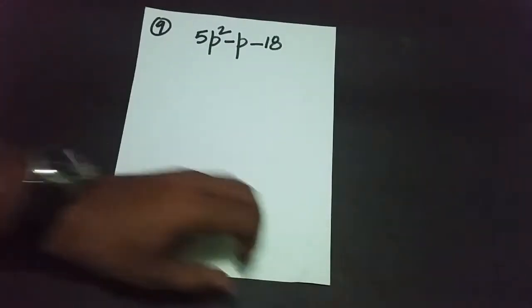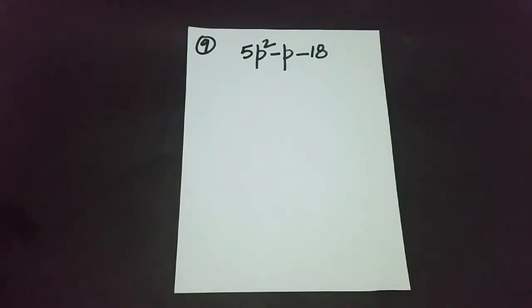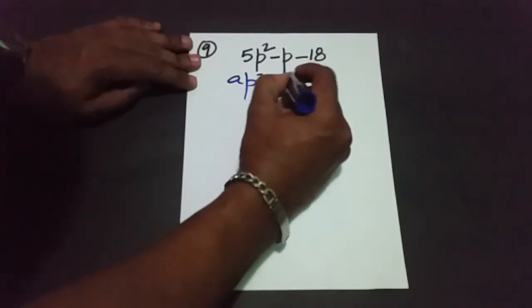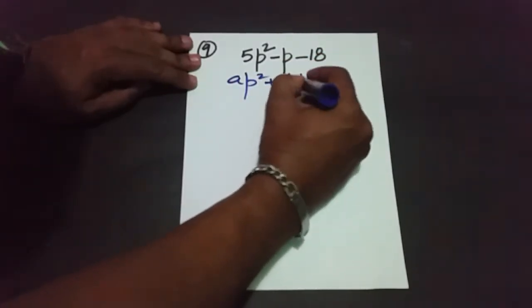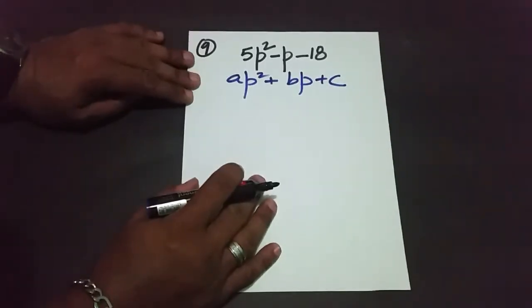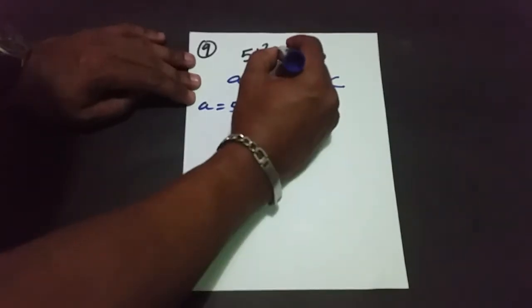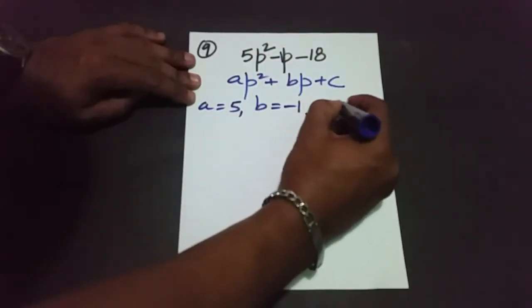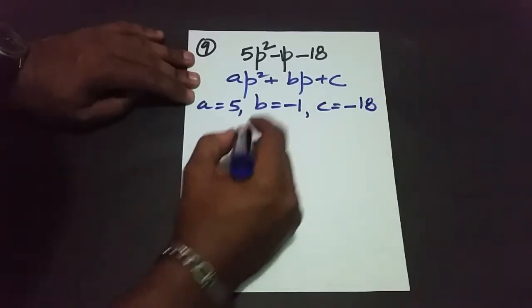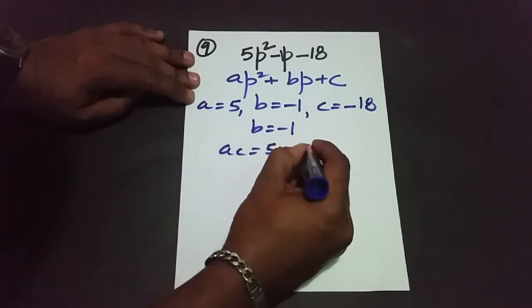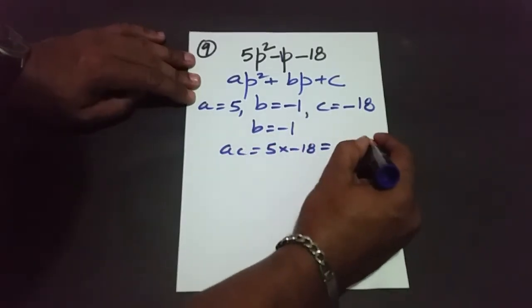Alright, let's take a look at the final question now. Question 9. Just take a look at this. Again, we're checking to see if it's in the general form. And a here is 5, b here is minus 1, and c here is negative 18. So b is minus 1, and ac means 5 times negative 18, which is negative 90.